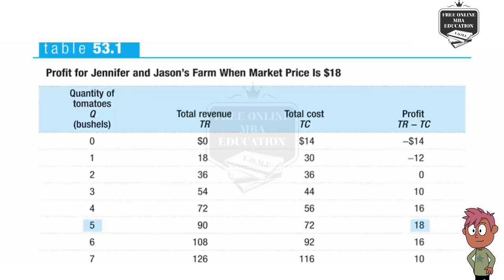Now, let us look at this table. This is the profit for Jennifer and Jason's farm when the market price is $18. So the market price for their products is $18, and Jason and Jennifer are making this profit at a given market price. Now, there is the quantity of tomatoes that they are selling, which we define as Q, and there is a total revenue, a total cost, and we are going to calculate the profit. When they are not selling anything, definitely they are not making any revenue, so their TR remains zero.